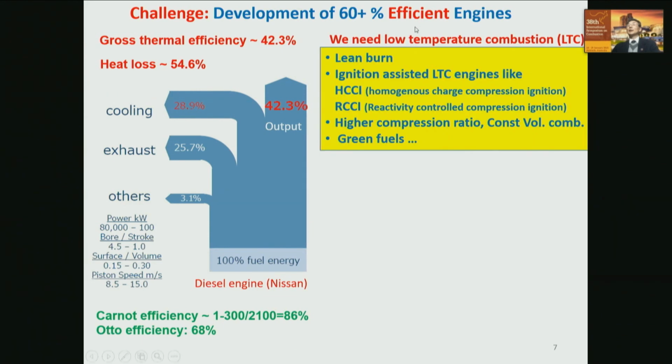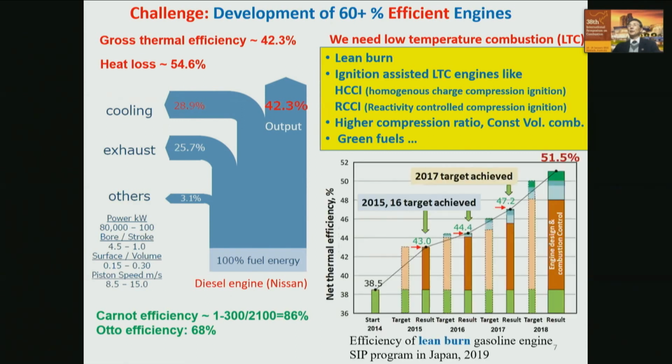We have to increase low temperature combustion, to reduce the heat loss by using lean burn, by using ignition assisted low temperature combustion such as HCCI and RCCI, by increasing the compression ratio to improve the thermodynamic efficiency, by using constant volume combustion or pressure gain combustion, and by using green fuel to drastically reduce carbon.